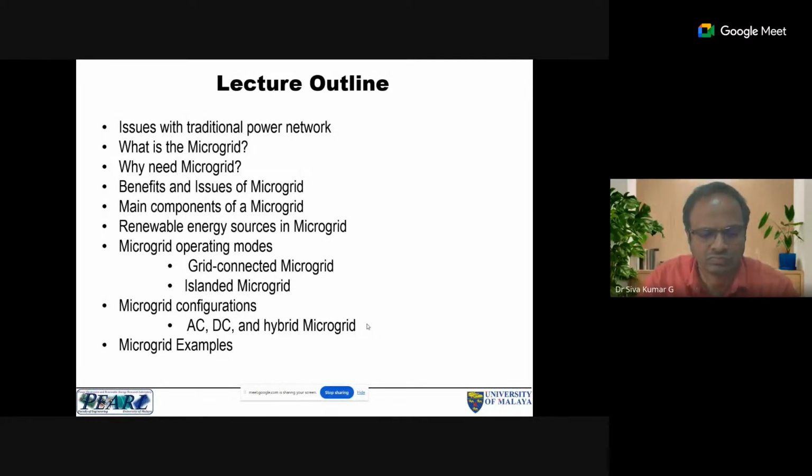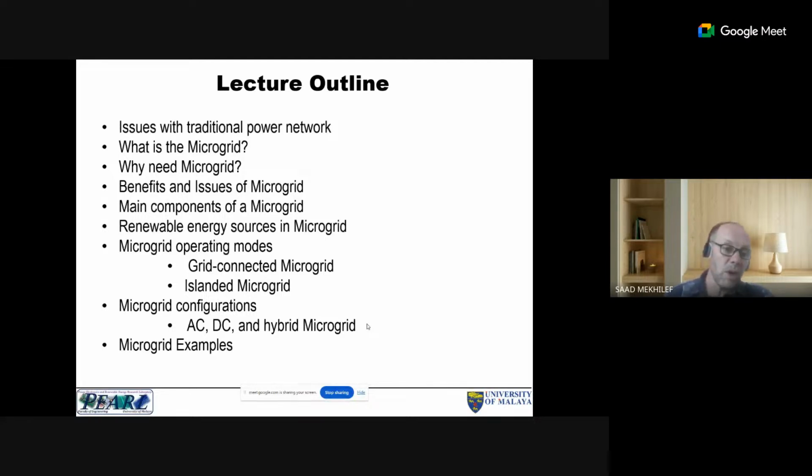So this is also the need: why do we need this microgrid? It is very important to know why we need a microgrid, and then we look into the benefits of the microgrid. What are the benefits of the microgrid? And the main components, because microgrids vary from different types of microgrids. They vary, so they have different configurations and different components.